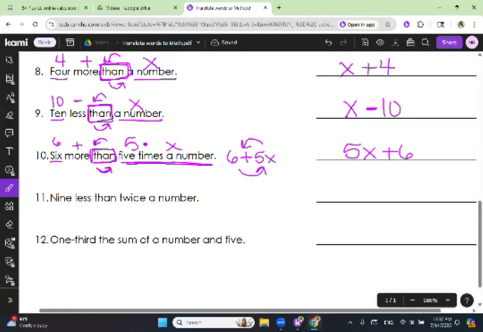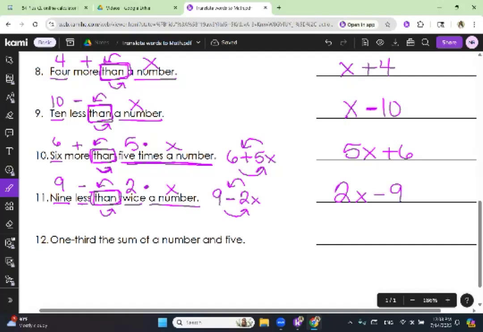Almost done. 9 less than twice a number. 9 less than twice. Twice means what? 2 times a number. Right now, as it's written, we have 9 minus 2x. But because of our turnaround phrase, 2x minus 9.